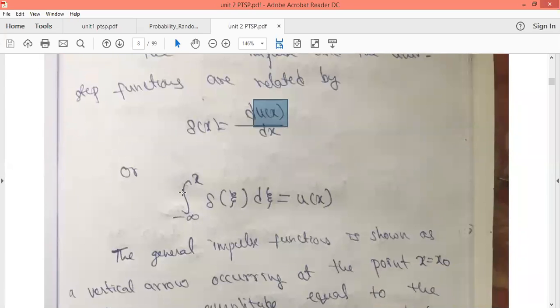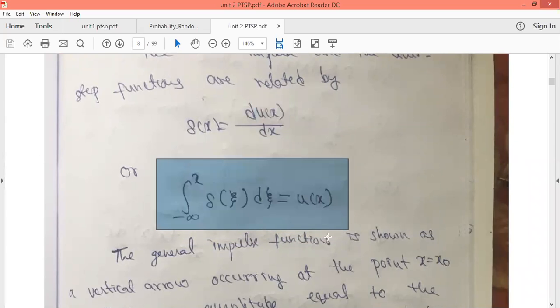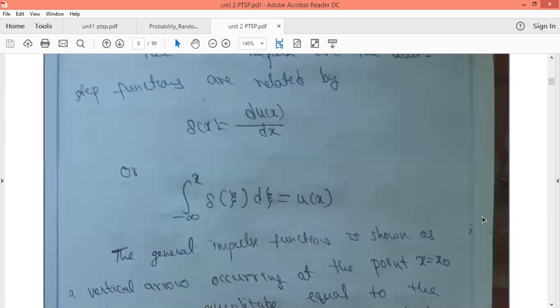It is also written like this: integral from minus infinity to x of del of psi d psi is equal to u of x. So the inverse relation will be denoted like this. If the impulse function is given and you want to find the step function, we use this relation. What is the relation here? Integral from minus infinity to x of del of psi d psi is equal to u of x.